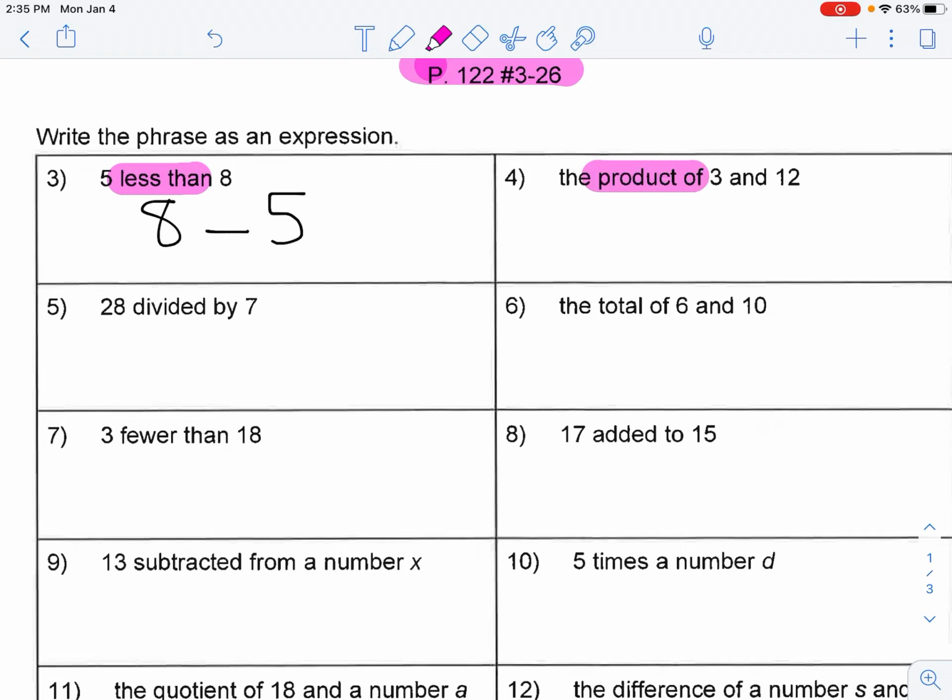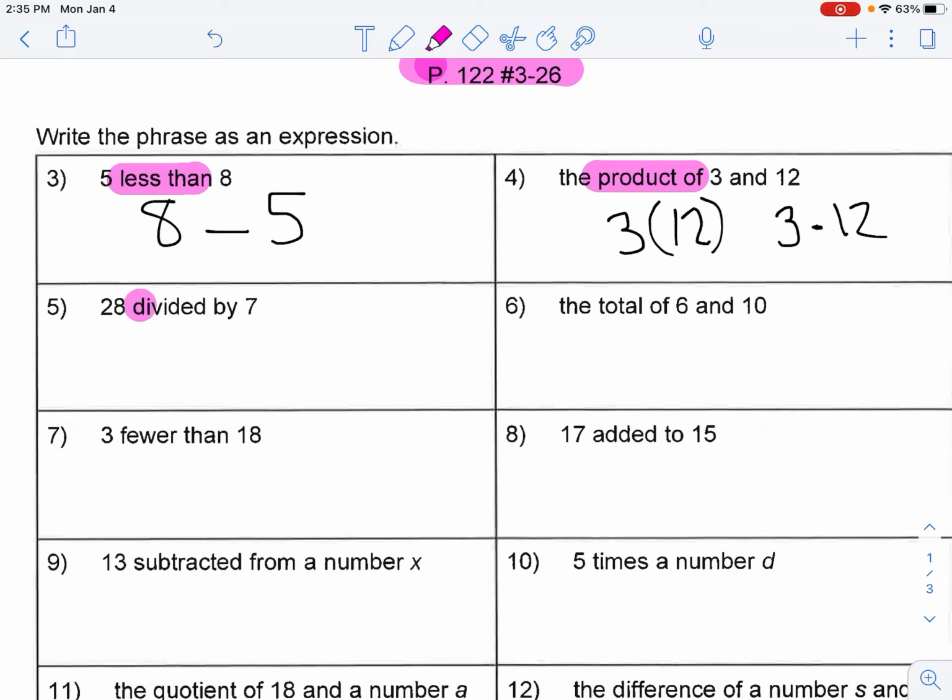Number 4, the product of. If you look at your blue sheet, product of is a clue word for multiplying. So the product of 3 and 12, remember we're no longer using the x, we can use parentheses, or we can use a dot, 3 times 12. Either one of those would be acceptable.